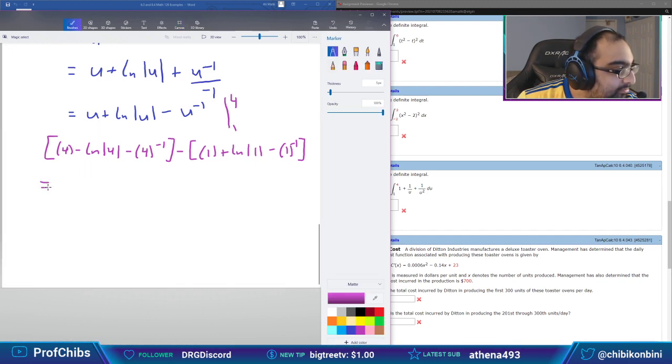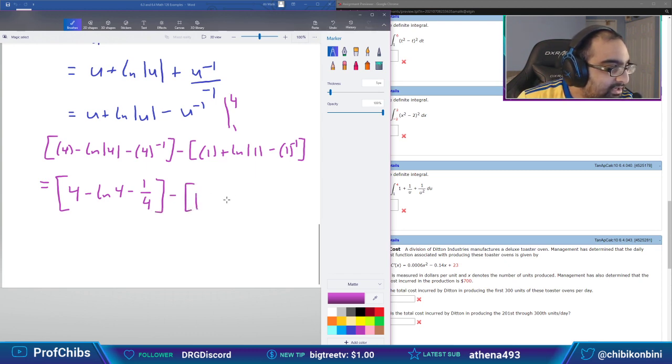So now, let's see what we got here. This is 4 minus natural log of 4. 4 to the minus 1 is going to be 1 over 4, so 1/4. Let's see what we have on the right side here. We have 1. Natural log of 1 is 0. And 1 to the minus 1 is still 1, so that's fine. All right. So this 1 and minus 1, they'll cancel out. That just leaves us with 0 on this left-hand side.